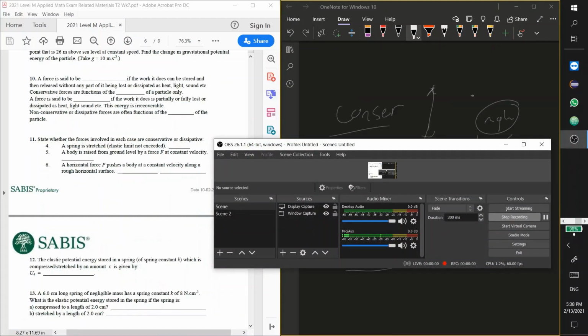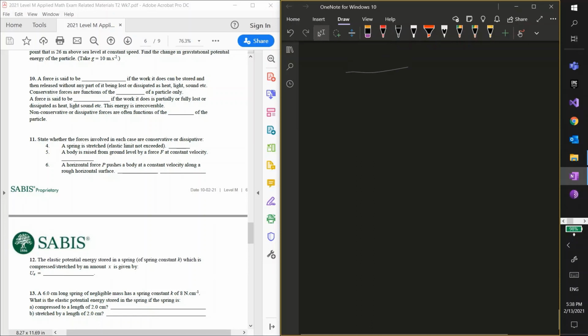Okay, so question 11, state whether the forces are conservative or dissipative. A spring is stretched as long as the elastic limit is not exceeded. It's conservative because the elastic limit is not exceeded. Otherwise, it would be dissipative. A body is raised from ground with a constant velocity.